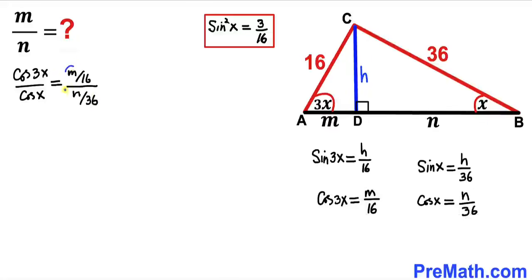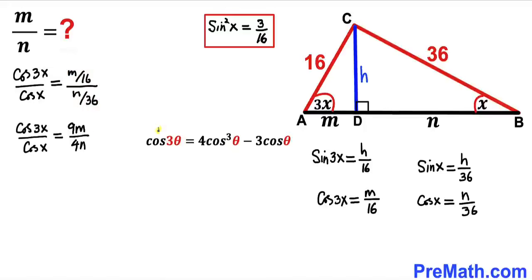And now let's take care of the right hand side. This could be written as m divided by 16 times, when we flip this one over, that is going to become 36 divided by n. And now we can see these two reduce. This is going to be 9 and 4. So therefore this is going to become 9 times m divided by 4 times n. So therefore I'm going to replace this right hand side by 9m divided by 4n over here, as you can see in this next step.